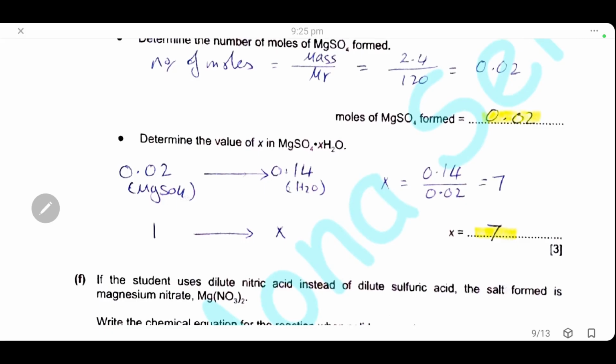This number of moles is present with 0.02 moles of magnesium sulfate. For each 0.02 moles of magnesium sulfate, we have 0.14 moles of water. So we want to determine the value of X in this formula. Here in the formula, for each 1 mole of magnesium sulfate, we have X moles of water. So by simple cross multiplication, we can find the value of X, which will be 7.